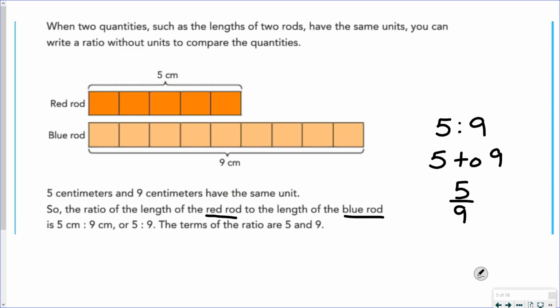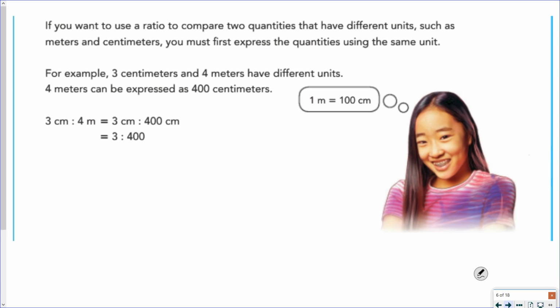When writing ratios for distance, or for measurements, it is important that they are in the same unit of measurement. So if we have 4 meters and 3 centimeters, we cannot write a ratio for those because they have different units. So it's important to either put them both in centimeters or put them both in meters.